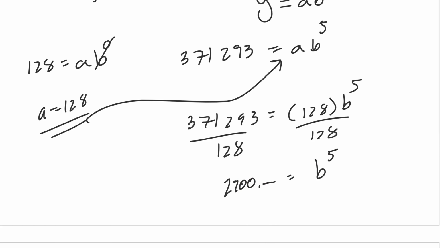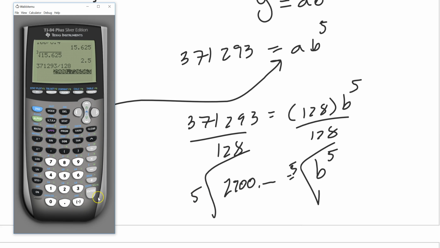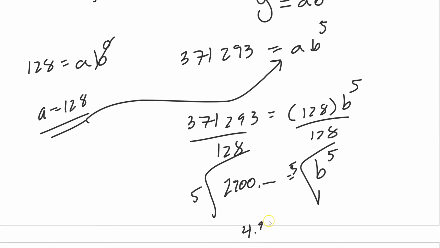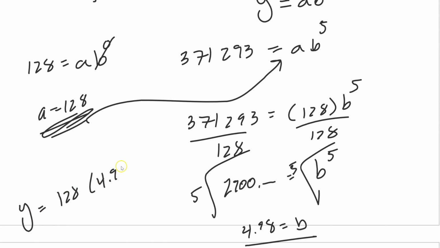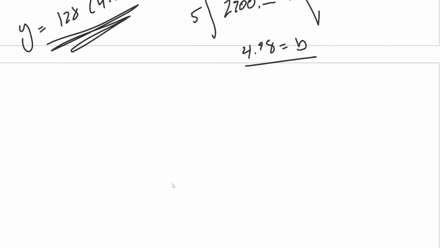So all we got to do now is fifth root that. Remember, the easy way to do fifth root is this: you select it and just put it to the 1/5 power. Easiest way. You can go to math and make the root yourself, but that's the easiest way. So I get a decimal. No nice numbers here. I'm going to round it to 4.98. So that's my b, that's my a. Let's rewrite it. y equals 128 times 4.98 to the x power. That's my equation.